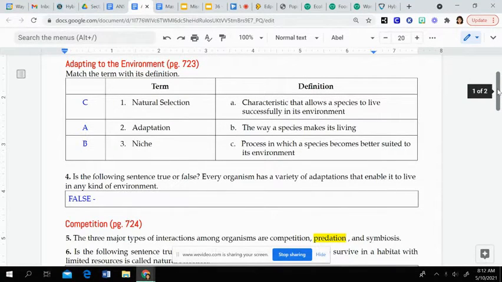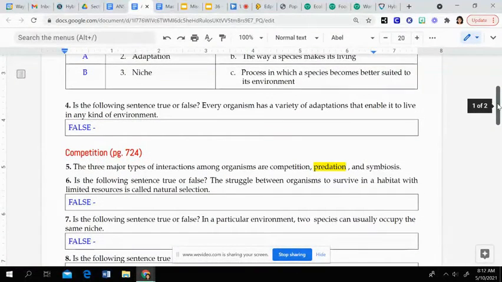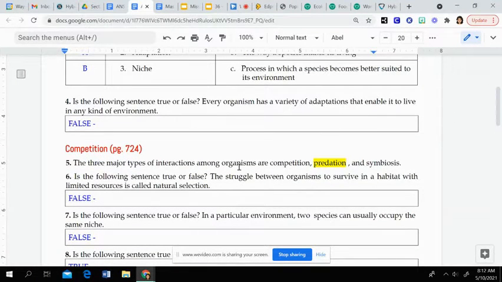So natural selection is the process in which a species becomes better suited to its environment. An adaptation is a characteristic that allows a species to live successfully in its environment. And a niche is the way a species makes its living. 4, every organism has a variety of adaptations that enable it to live in any kind of environment. This is false. Organisms have specific adaptations to where they live, not just any kind of environment.